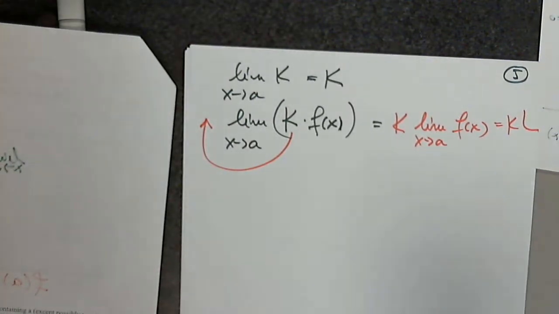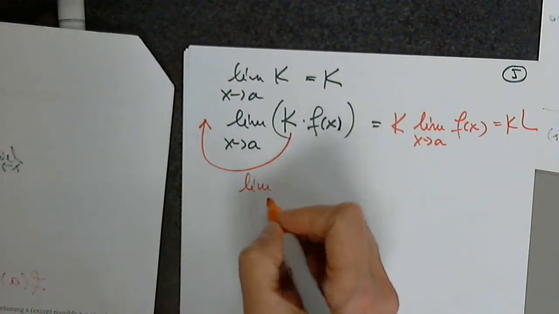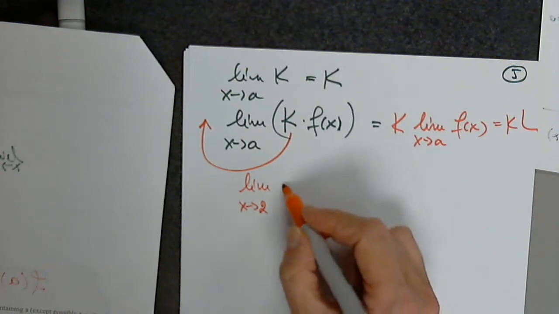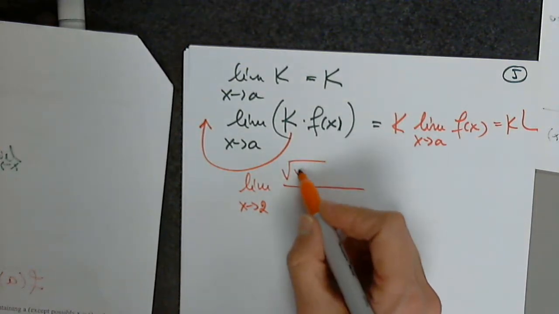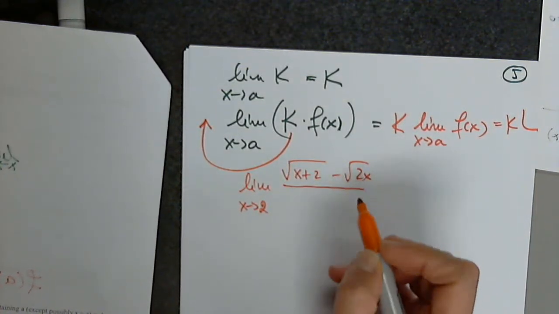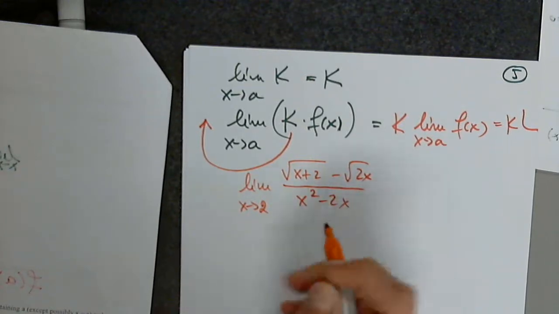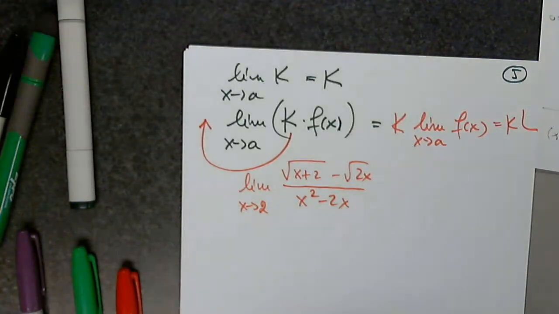Which one? This one. Okay, perfect choice. So I have the limit as x approaches 2 of the square root of x plus 2 minus the square root of 2x, over x squared minus 2x. So from now on, every time we encounter a different type, we're going to talk about it. Okay?